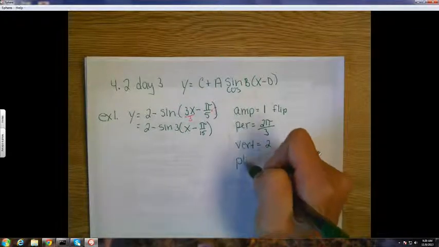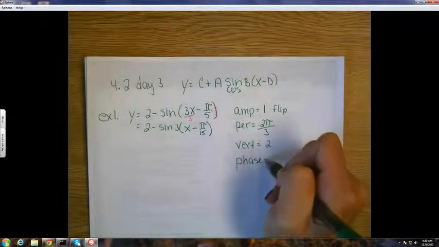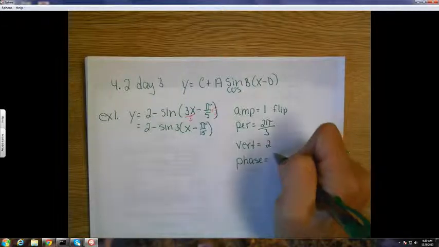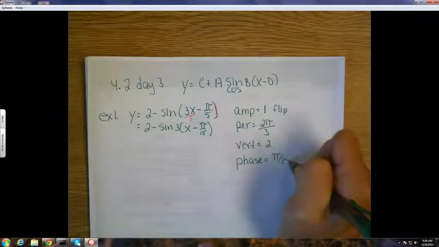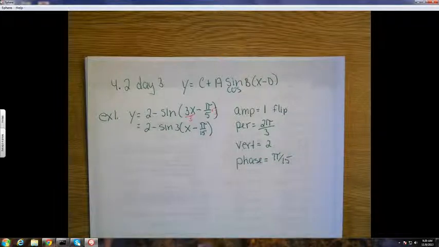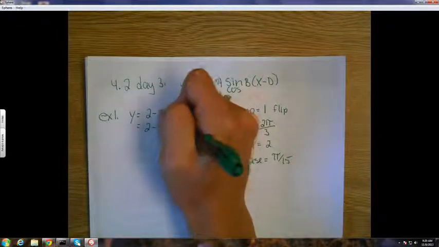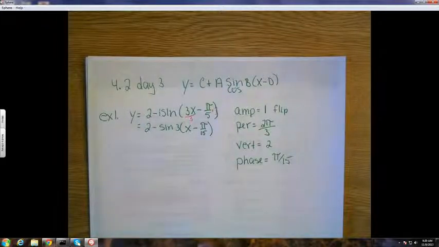Phase. What do we got for phase? Pi over 15. A positive pi over 15, or pi over 15 to the right. Any questions on any of those 4 things? Wait, all good? The split, how did you? Because it's a minus here. Oh. That's like a minus, and there'd be like a 1 there that we don't write down. Minus 1 sign. Okay, gotcha. Okay. All right. Here we go.